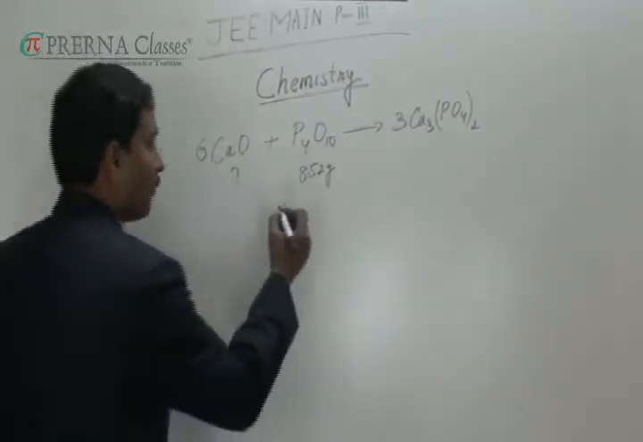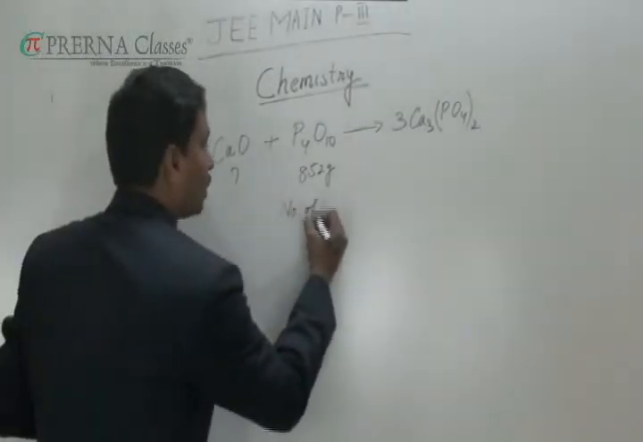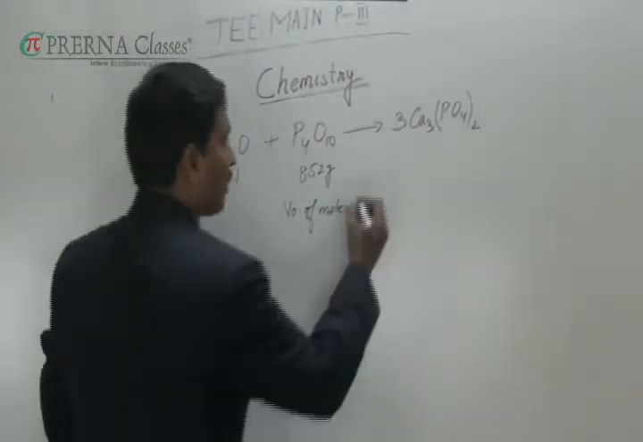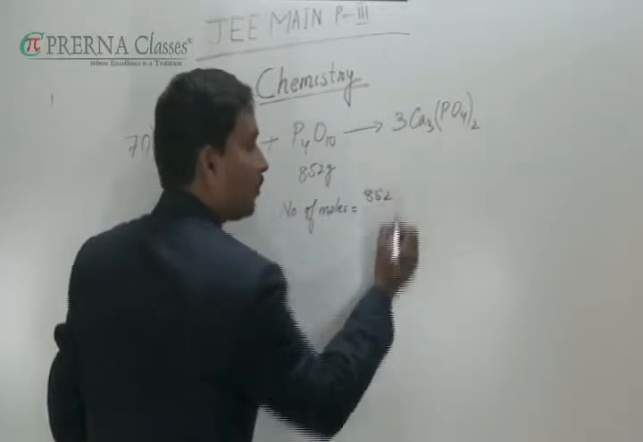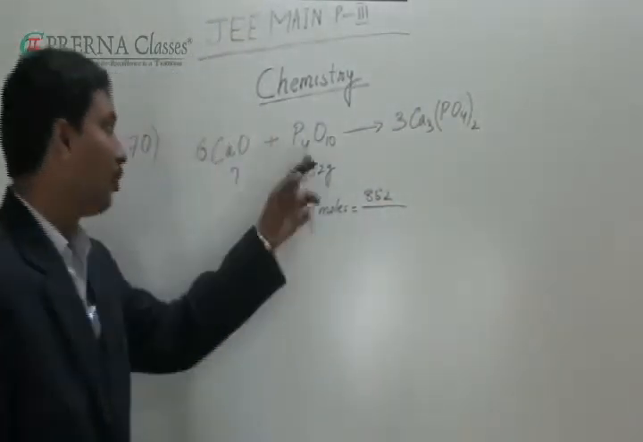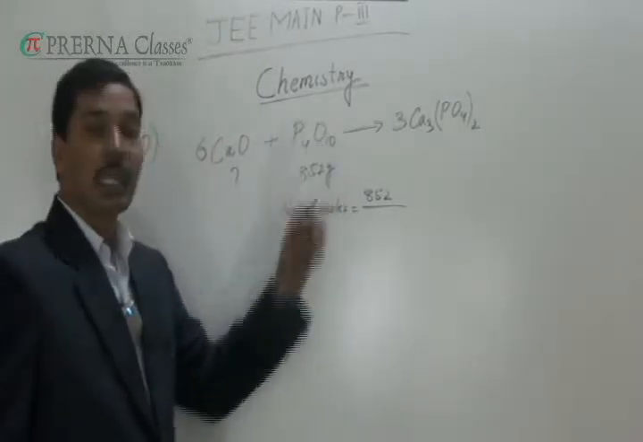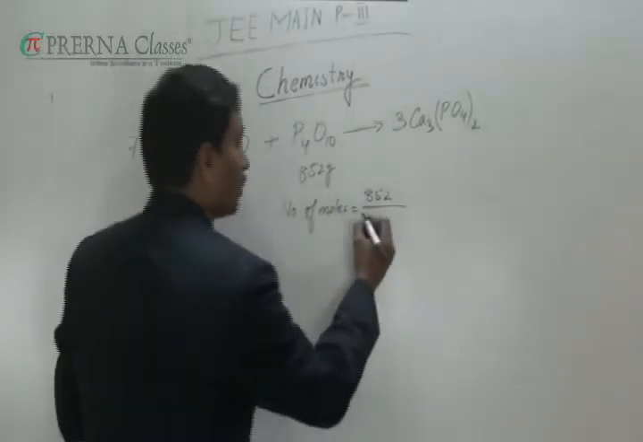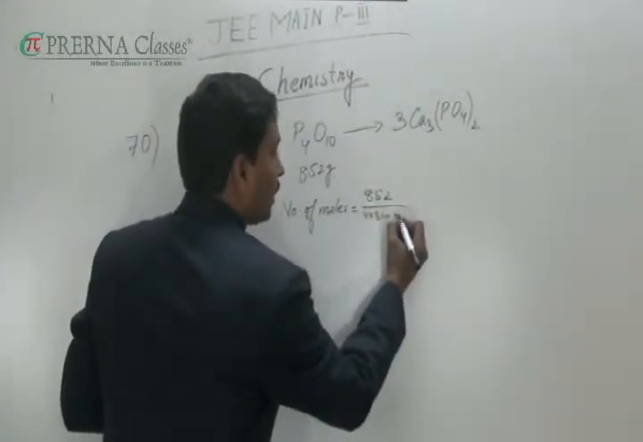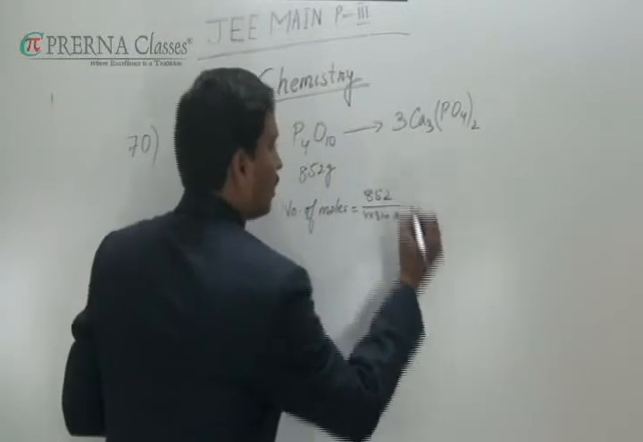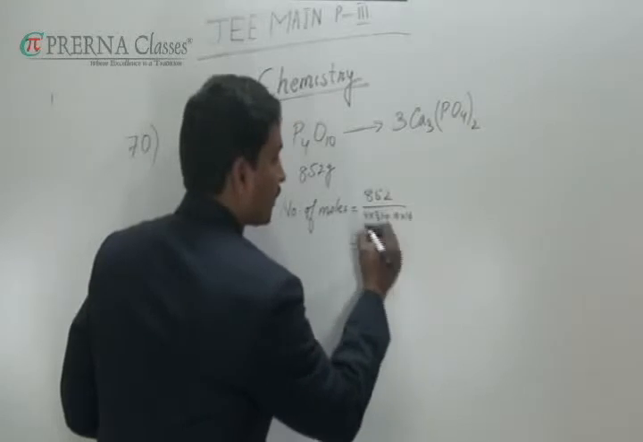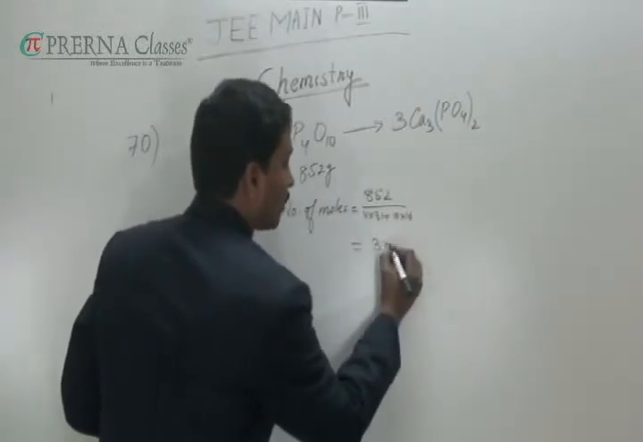Now the number of moles you can find. Number of moles present is weight given, 852, divided by the molecular weight of P4O10, which you can calculate as 4 into 31 plus 10 into 16. That is equal to, now you can calculate, you will get 3 moles.